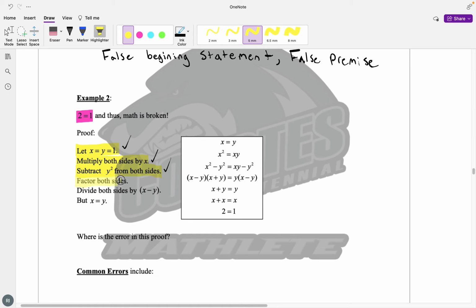Factor both sides. At this point, we have to actually go and look. X squared minus y squared is being factored into a difference of squares, so that's okay. And xy minus y squared, here we factor a GCF of y, so no rules are being broken there either.